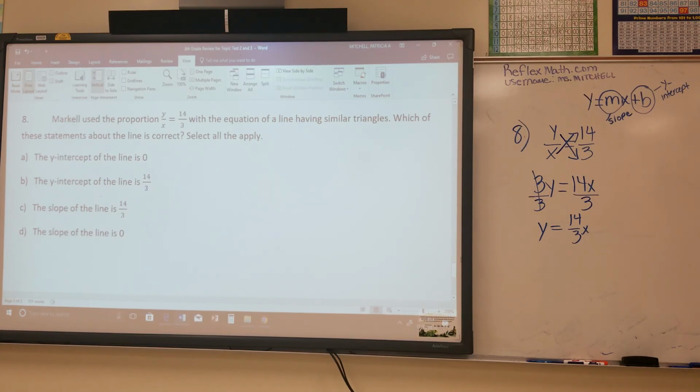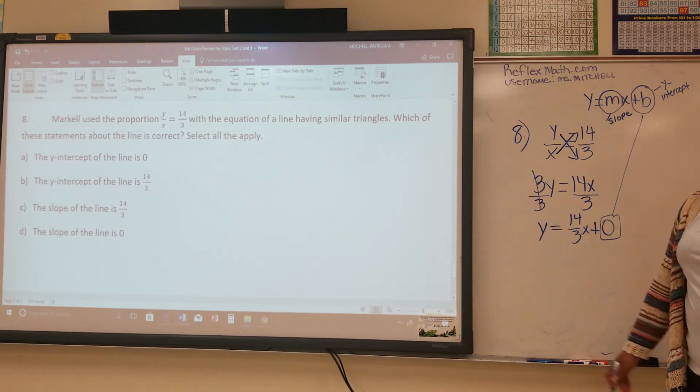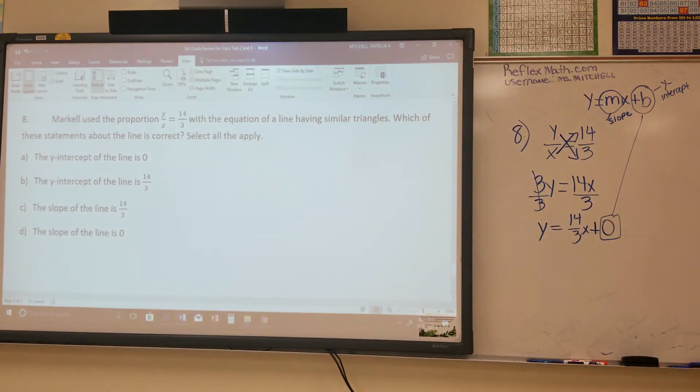But we are not done. The reason why is because, remember, it's y equals mx plus b. This is just y equals the m and the x. We don't see a plus b. So if there is no plus b, guess what? It is plus 0. Okay? So now we already know what our b is, which is our y-intercept, and the y-intercept is 0. Do we see that? Yes, we do. A, the y-intercept of the line is 0.